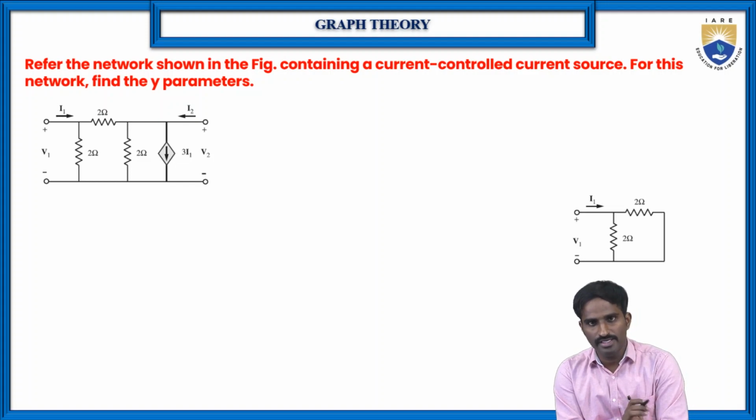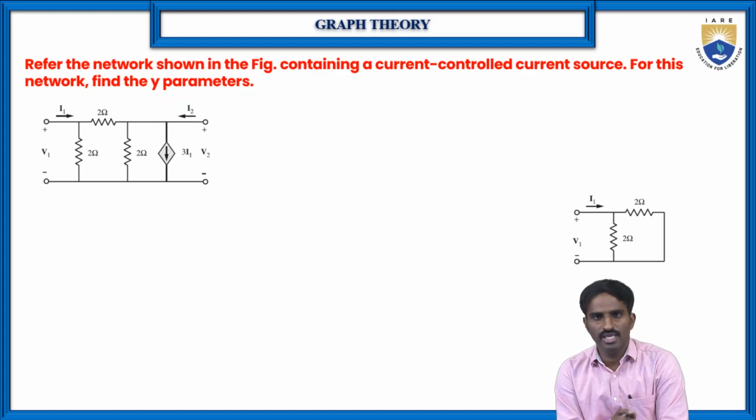So this is also a kind of pi network, but here, additionally, compared to the previous problem, we have one dependent current source, which is 3I1. So in this case, how do we find the Y parameters? Refer to the network shown in the figure containing a current controlled current source. For this network, find the Y parameters.